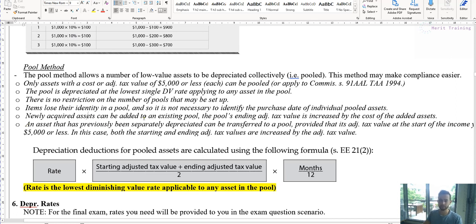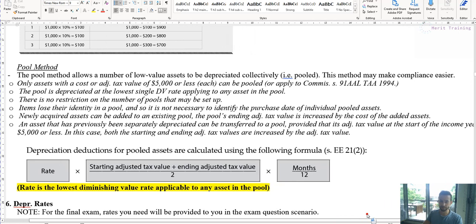So an asset that has previously been separately depreciated can be transferred to a pool, provided that its adjusted tax value at the start of the income year is $5,000 or less. In this case, both the starting and ending adjusted tax values are increased by the adjusted tax value. So this is what I was saying, that it can either be low value or low cost. So cost is when you spend money up front in year one of less than $5,000, or the low value is where the adjusted tax value, because you've already depreciated it down to, let's say you bought it for $10,000 and in year 3, it's finally under $5,000. Then you can add it to this pool, save yourself some compliance costs.